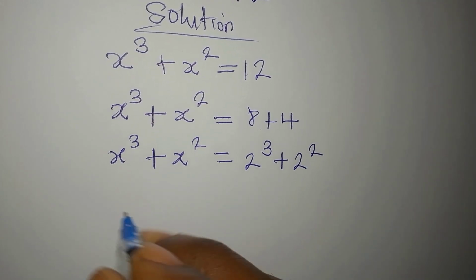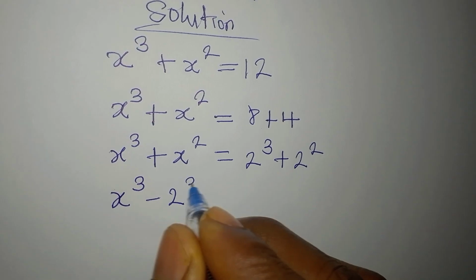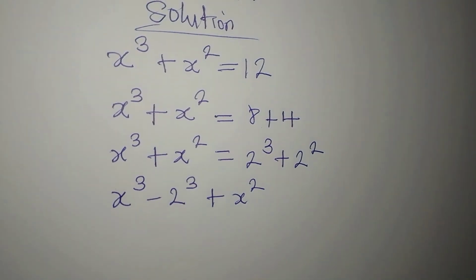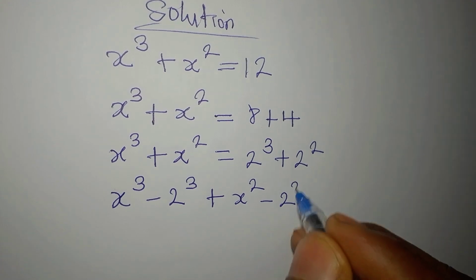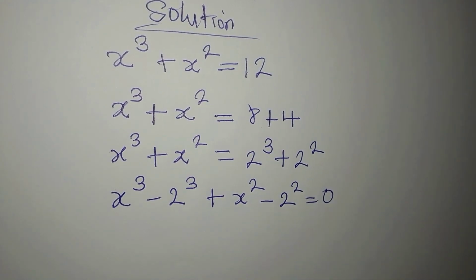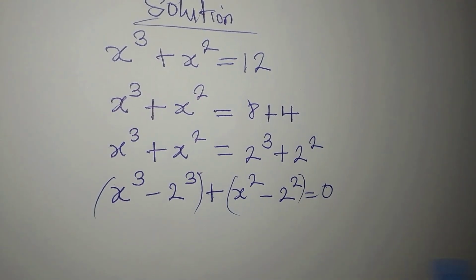Let's regroup so that we have x to the power of 3 minus 2 to the power of 3, then we have plus x to the power of 2 minus 2 to the power of 2, and this is equal to 0. So we can now deal with this separately and deal with this separately.